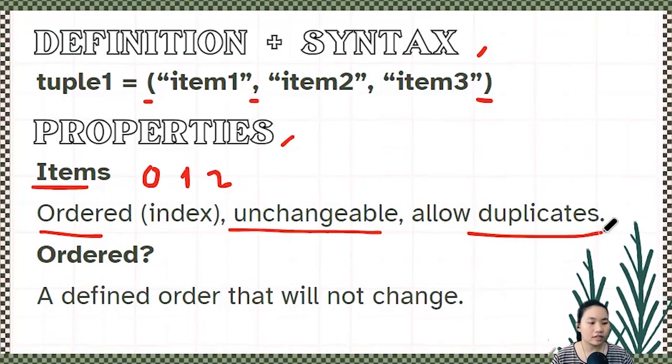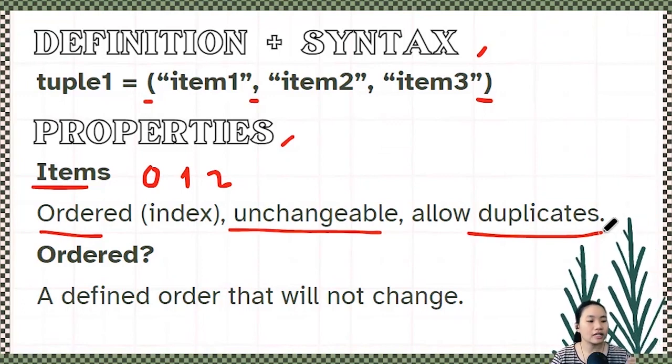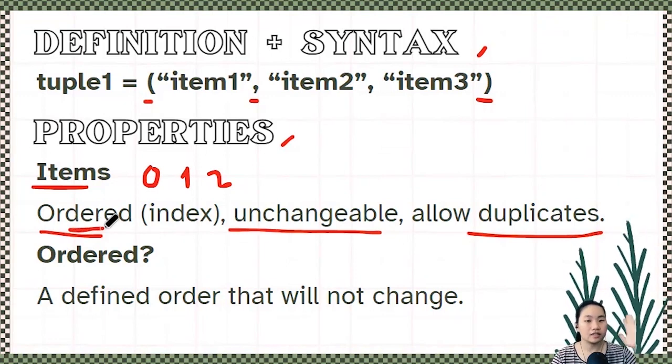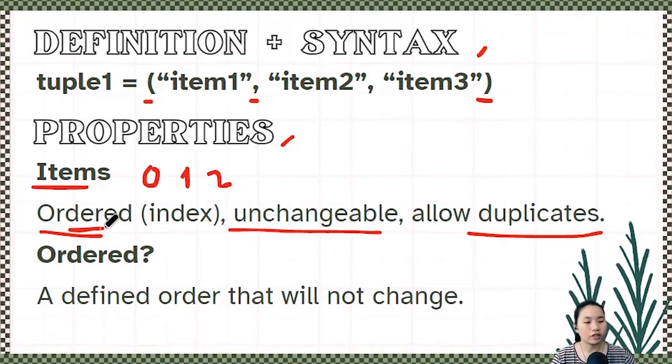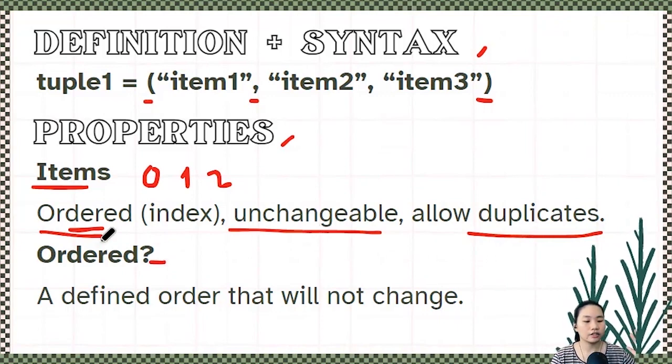And it allows duplicates. Well, duplicate items, okay? So you can have items that have the same value repeated in a tuple, but because it is ordered, Python has no issue with that. It can identify same values just fine using the index alone. Next up, the tuple is ordered, okay? So we're going through these one by one to get a clearer view.